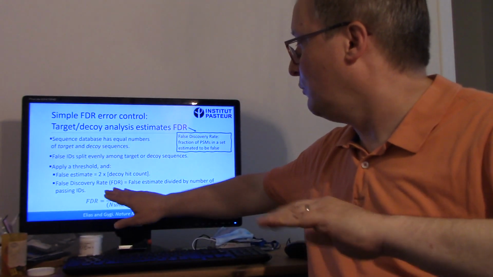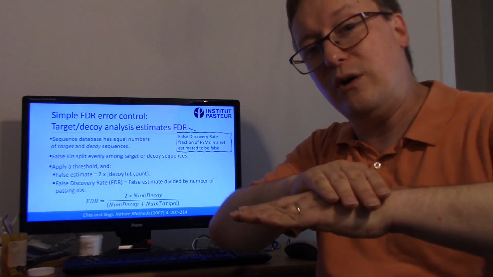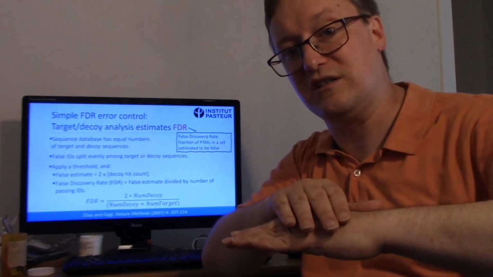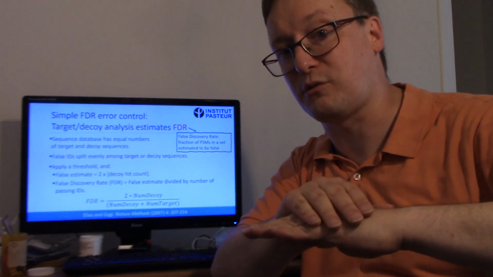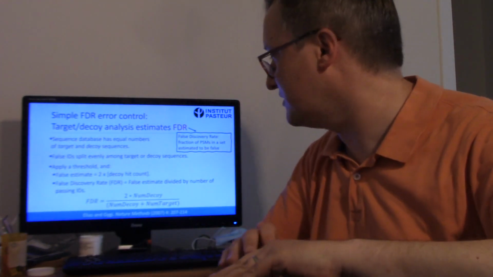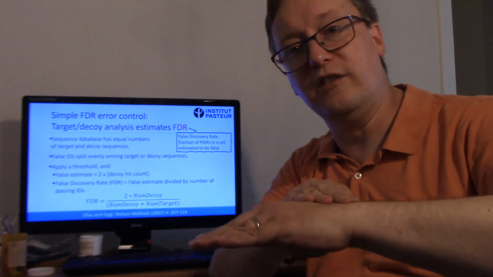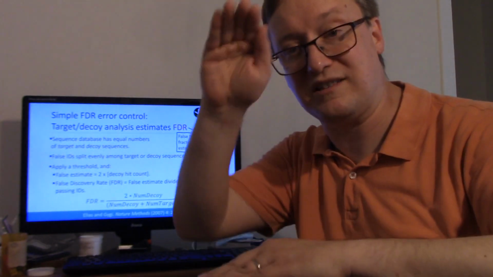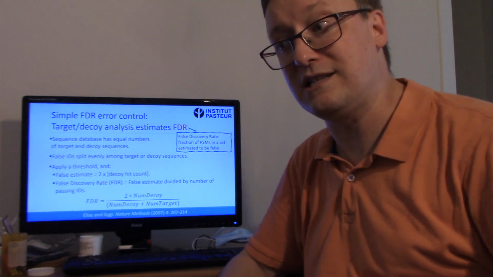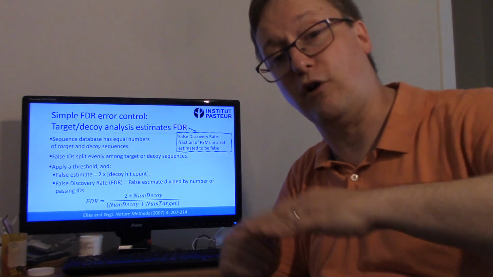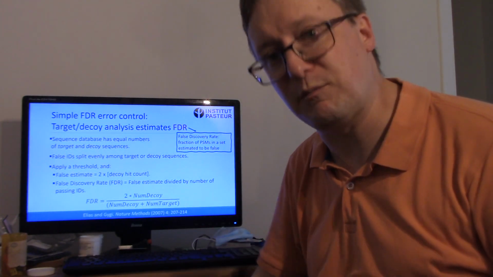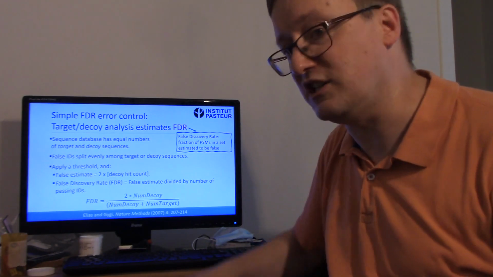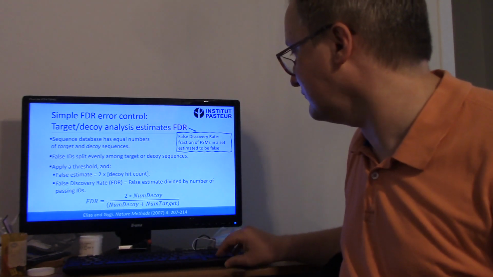All right, so we can then say, given that we now have an estimate of how many of these PSMs are false above this threshold by doubling the number of decoys, we can then divide by the number of matches, the number of PSMs above that threshold, and say this fraction of all of the matches in this set is expected to be false based on target decoy analysis.